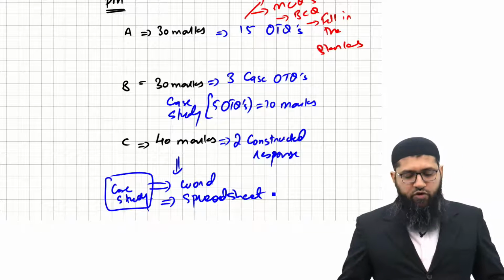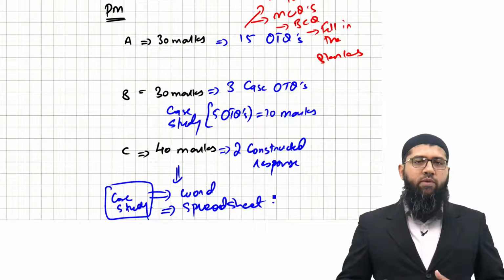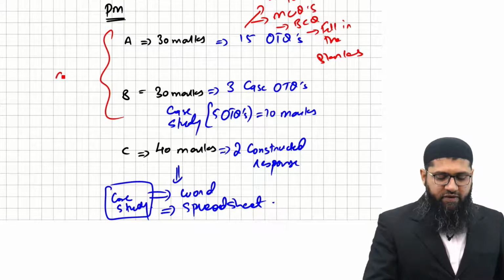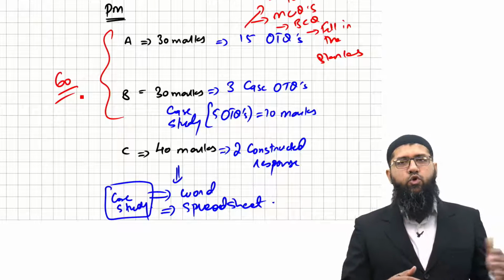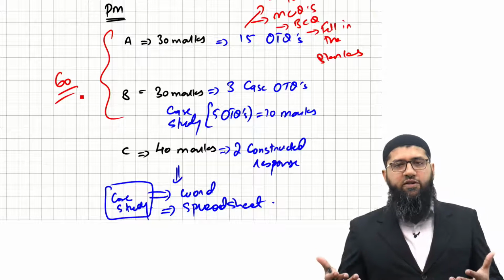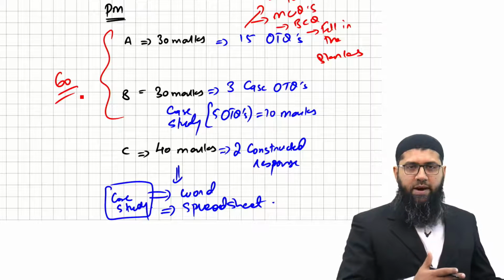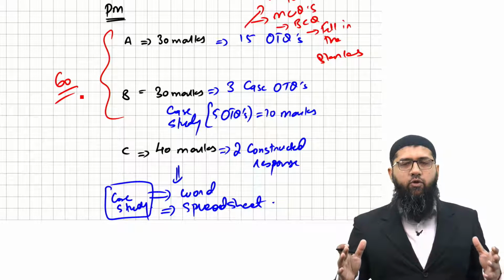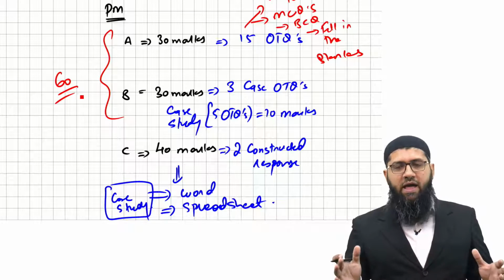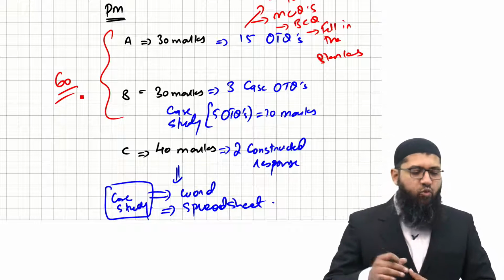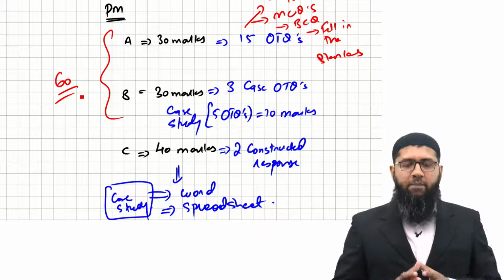Now, if you have to attempt the performance management paper, you now understand one thing, which is that there is a 60-mark paper which is based on OTQs, and there is a 40-mark paper which is based on constructed responses, like there is going to be Microsoft Word and there is going to be a spreadsheet. Those are the packages that are going to be available, and you would have to be answering the questions on them. Now, that's one area, how the paper is examined.